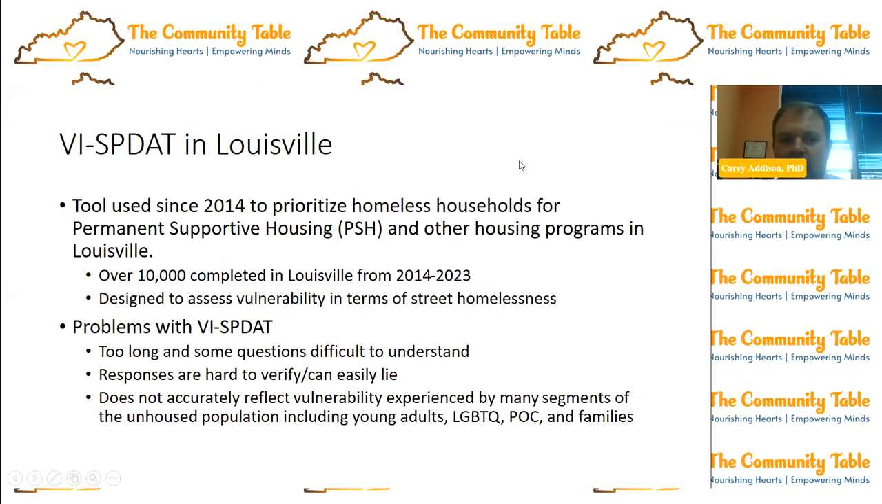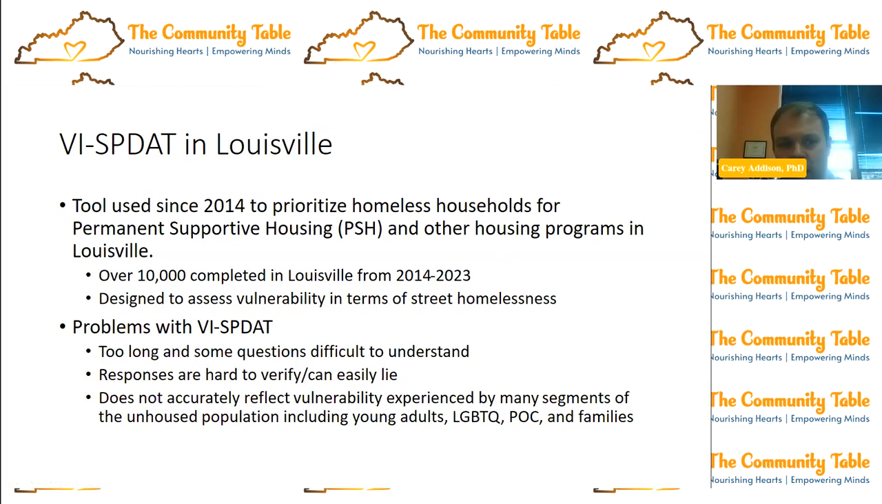So a little bit of background. Since we first started the Common Assessment Project in 2014, our goal was to prioritize households for permanent supportive housing and other CoC programs like rapid rehousing and transitional housing. That's grown a lot over time. We work a lot with Louisville Metro Housing Authority now, with both public housing preferences and housing choice.